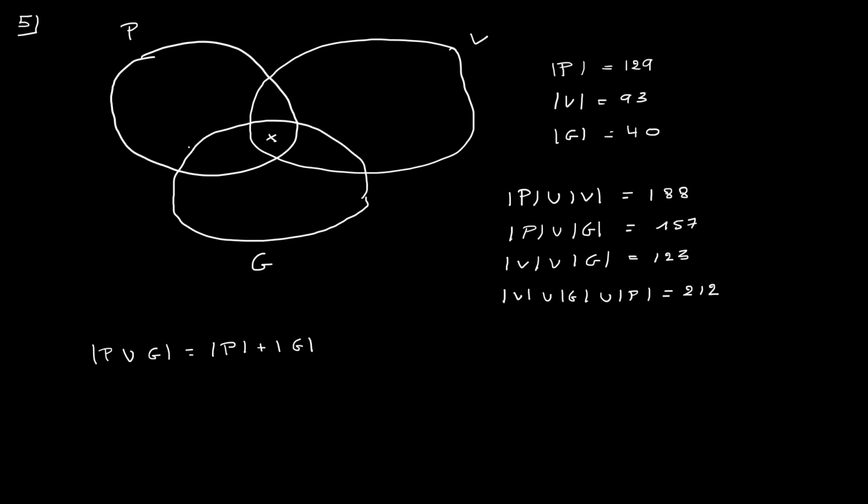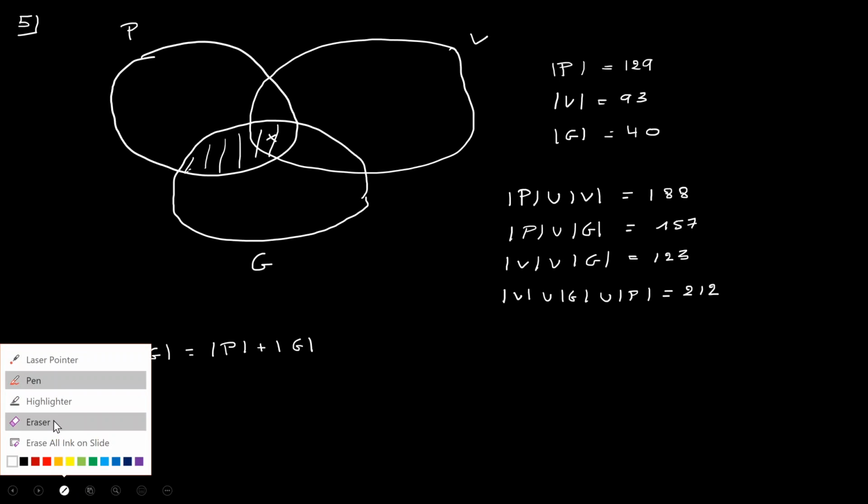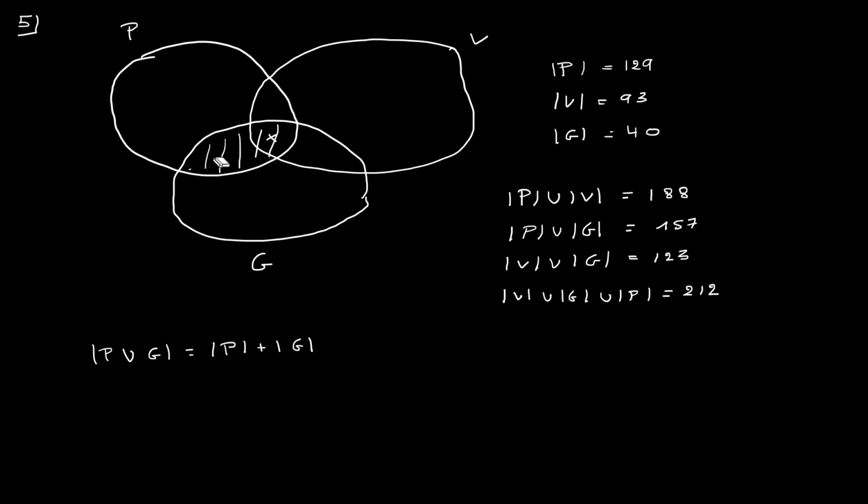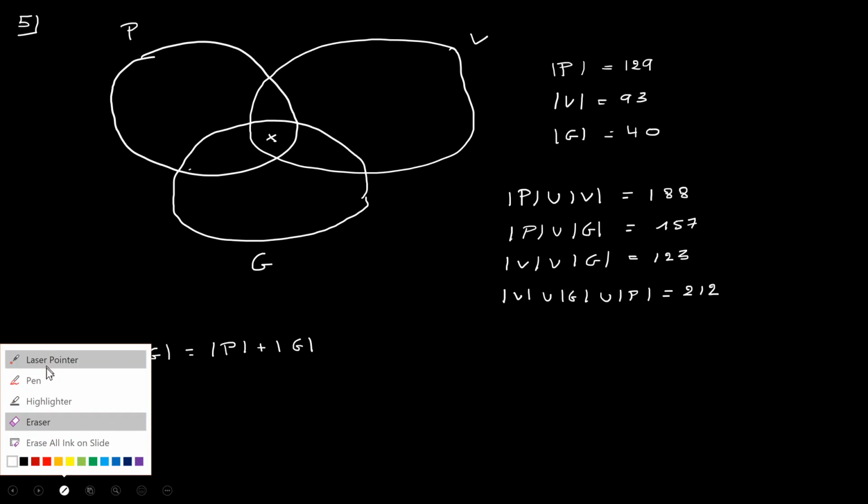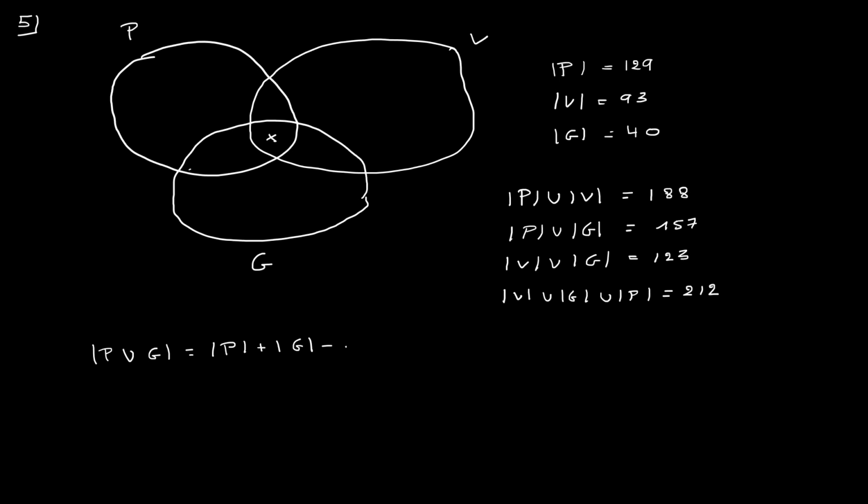Because we're taking everybody in this circle, right? So everybody here, and we're adding this entire circle on top. So we're counting this area actually double. And that's not really what we want to do, right? So we need to take it out again. So how did we call that? Well, we called it the intersection between the two. So what can we say? Well, very simply, we can say minus the intersection between P and G.